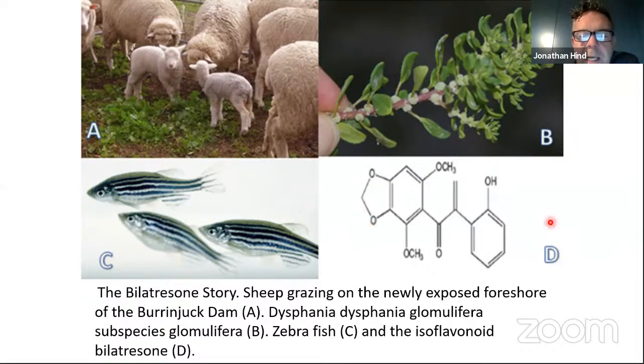Sometime later, an isoflavonoid was isolated. That was tested on zebrafish, and it caused zebrafish to get biliary atresia, and that's called biliatresone, the flavonoid. So there could be toxins related and causing this disease as well. That's another possible etiology.